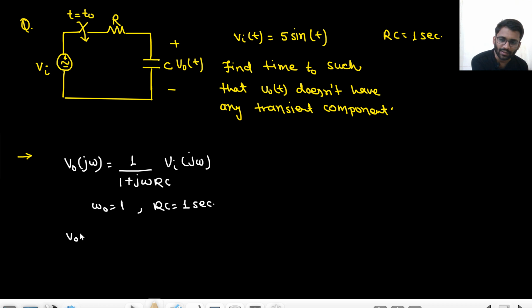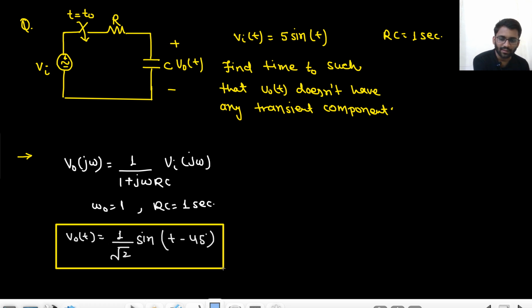So what will be my v naught t? My v naught t will simply be, what will be the magnitude? Magnitude will be 1 by root 2, right? The same question we have solved. What will be the angle? Angle will be 45 degree. So this will be my v naught t. I just apply an input, I just close the switch, and this will be my v naught t. Now v naught t a steady state.